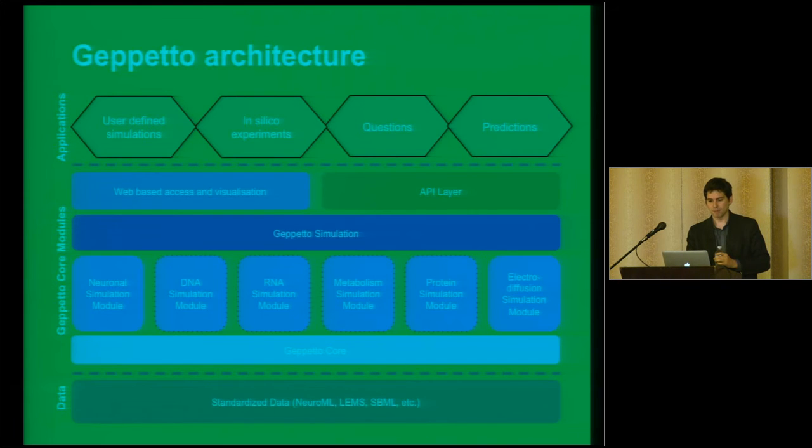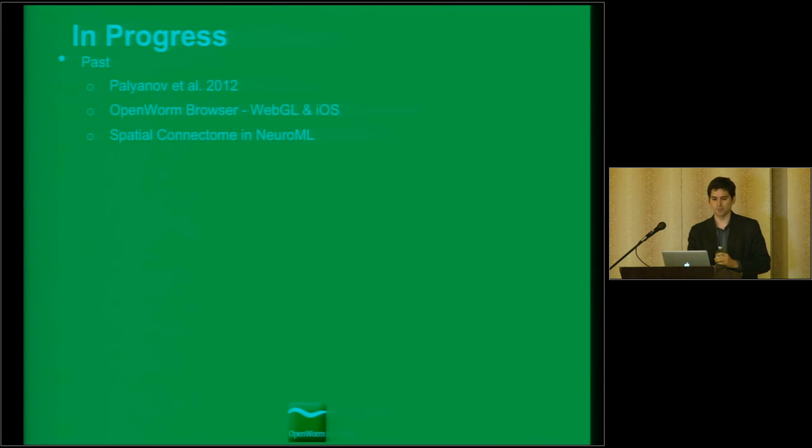Okay, so what's in progress? The original work that I showed you with the blocky simulator is Palyanov et al. 2012. That's the first publication that the project came out with. That's been out now for a couple years. This OpenWorm browser that shows the connectome has been available now for a couple years, and this spatial connectome in NeuroML has also been available. All this is available on GitHub and also published.